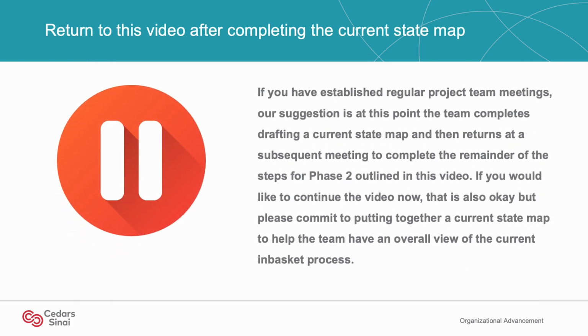If you have established regular project team meetings, our suggestion is at this point the team completes drafting the current state map and then return at a subsequent meeting to complete the remainder of the steps for Phase 2. If you would like to continue with this video now, that is totally okay, but please commit to putting together a current state map to help the team have an overall view of the current state in-basket process.